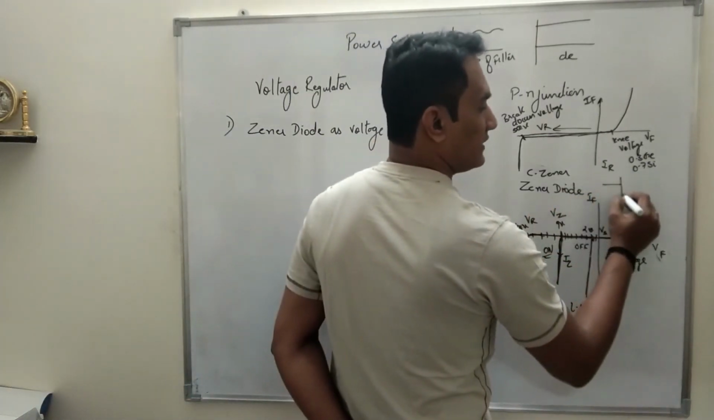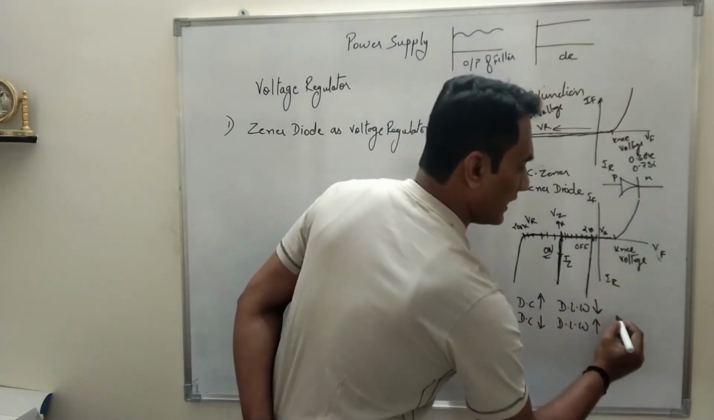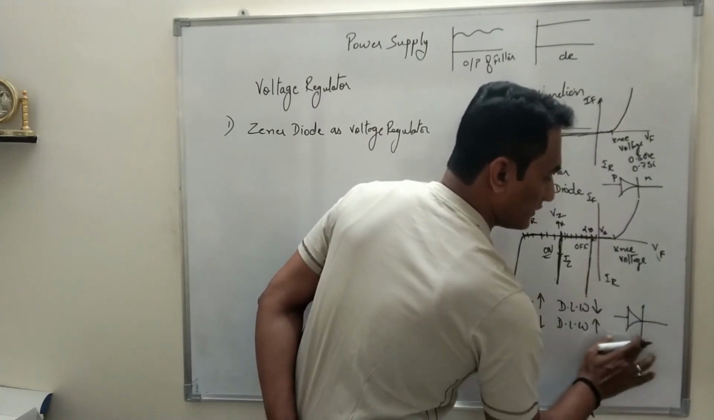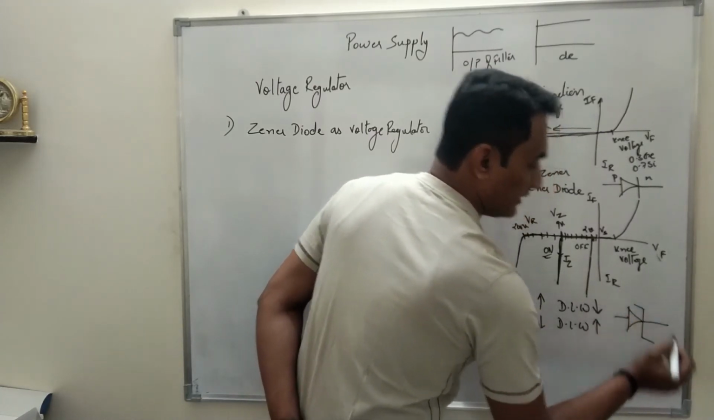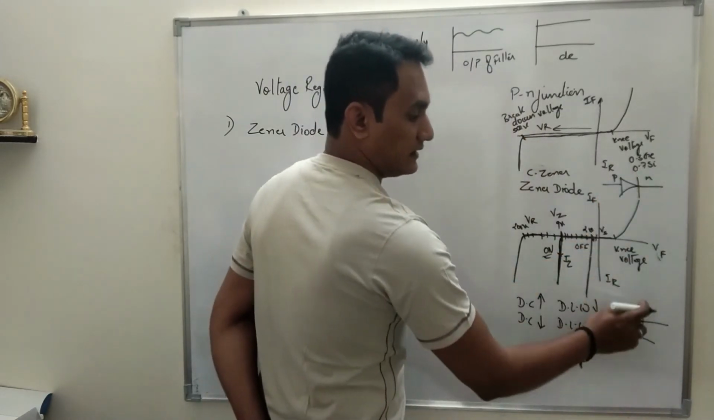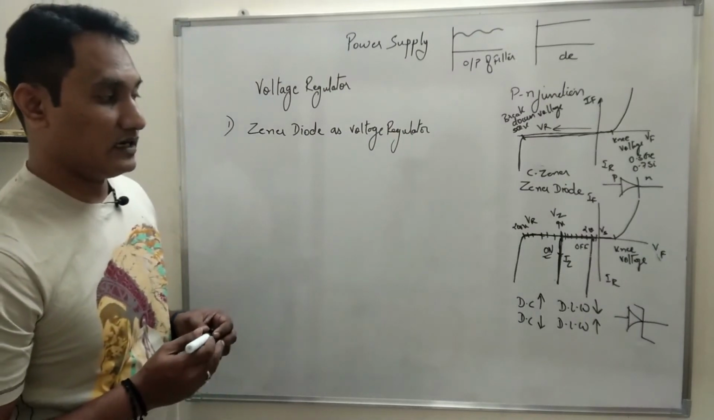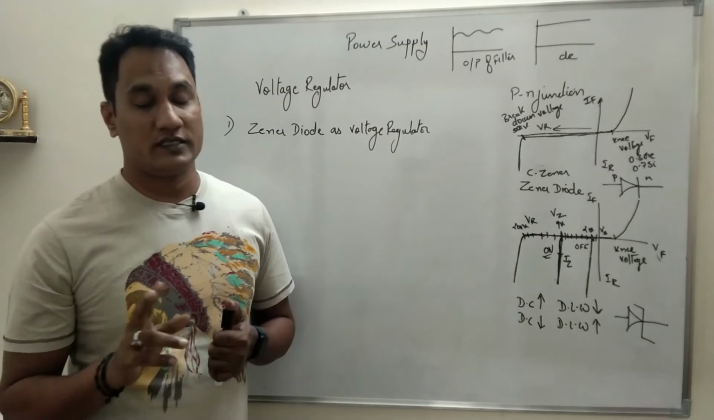This is the symbolic representation of a PN junction diode, and this is the symbolic representation of a Zener diode. You just have to make a Z. Instead of a single line, in the Zener diode it will be a Z which has to be formed. So two things have to be remembered.